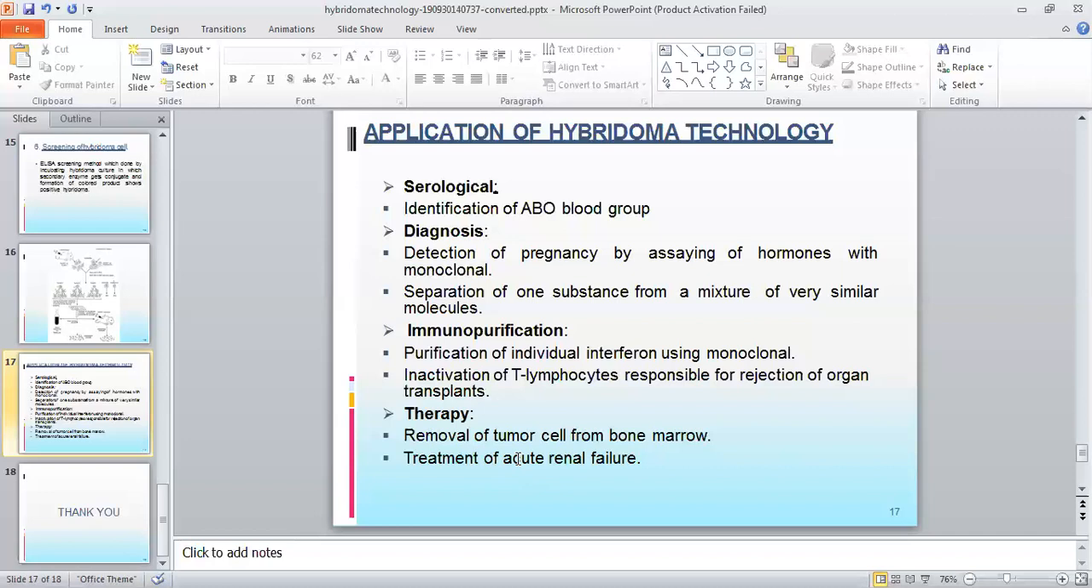It also helps in the inactivation of T lymphocytes responsible for the rejection of organ transplantation, because T cells play an important role in the rejection of transplanted organs. And the last one is therapy: the removal of tumor cells and treatment of acute renal failure.